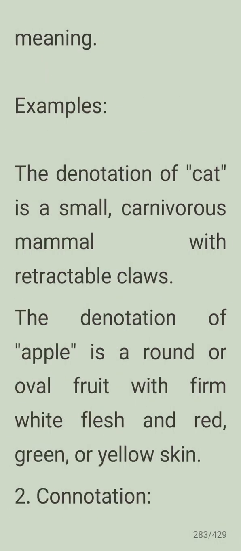Examples: the denotation of cat is a small carnivorous mammal with retractable claws. The denotation of apple is a round oval fruit with firm white flesh and red, green, or yellow skin.